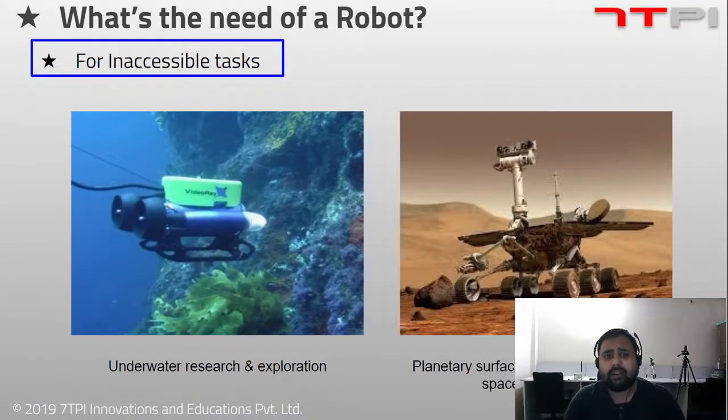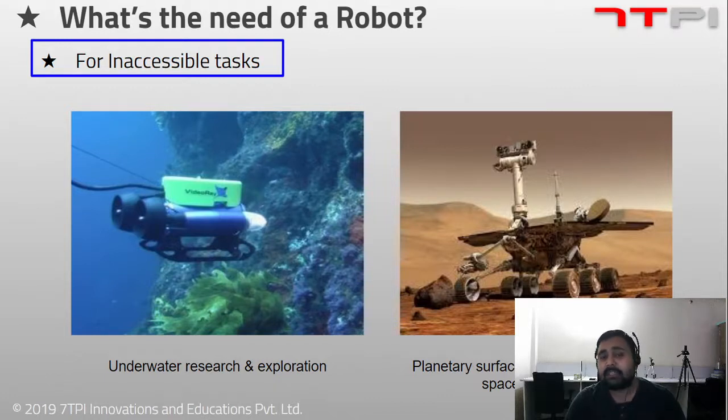Now we'll study some of them. It's more of an application and also a need for the robotics part. First of all, to perform inaccessible tasks. If you want to go deep underwater where humans cannot go, maybe there is huge water pressure, then it can be dangerous. So if you want to go much deeper inside the water, we can send a robot under the water to study whatever we want for our research.